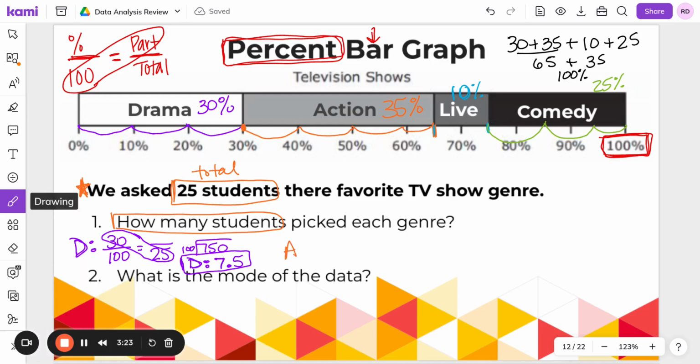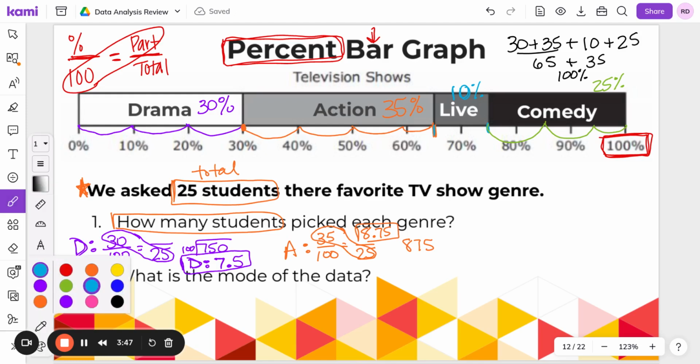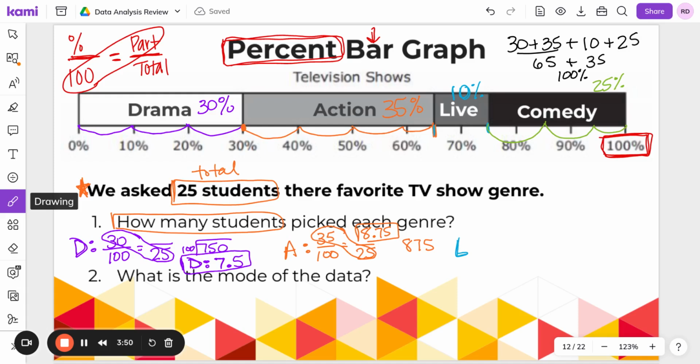Our next category is action. So we're going to set up that same percent proportion. All percents come out of 100. There are 25 total students. So we're going to cross multiply. And this is going to give us 875. We're going to divide that by 100 and get 8.75 students picked action. Then we have the live, 10 out of 100%, 25 total students. We cross multiply and divide, 2.5 students picked the live category.